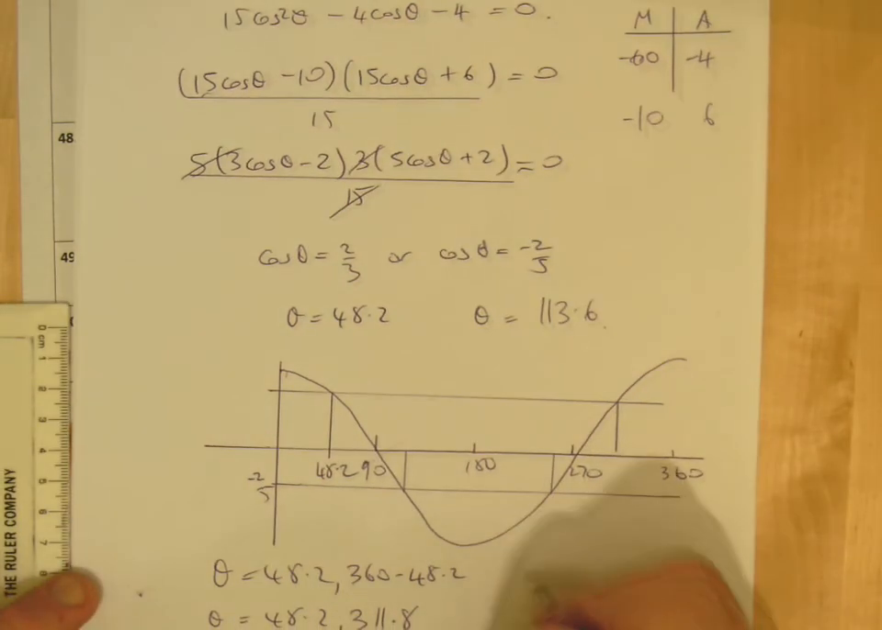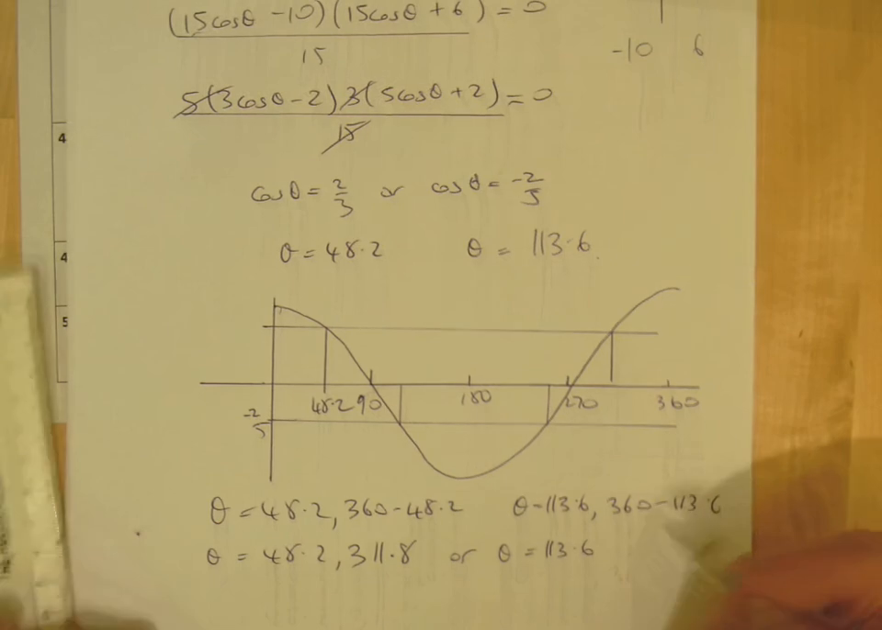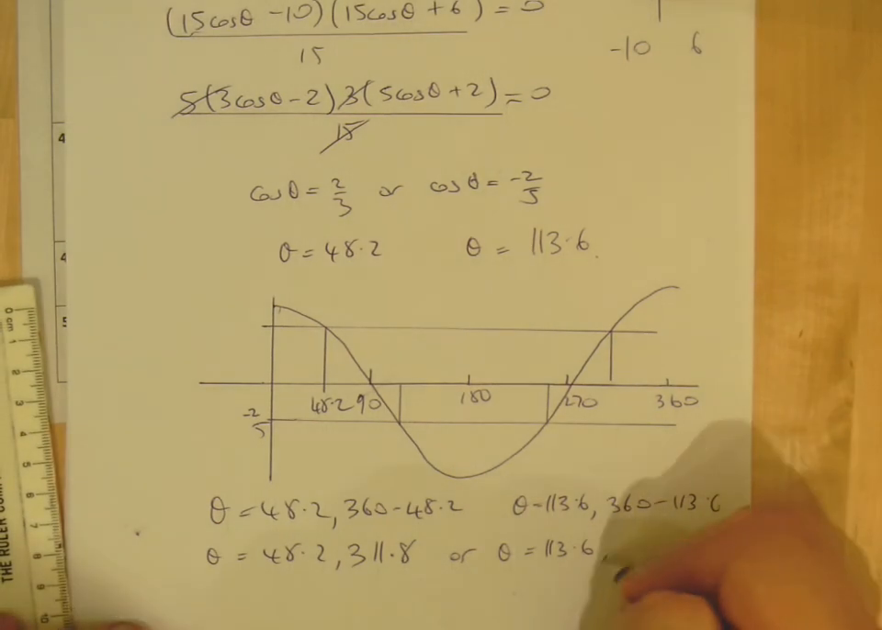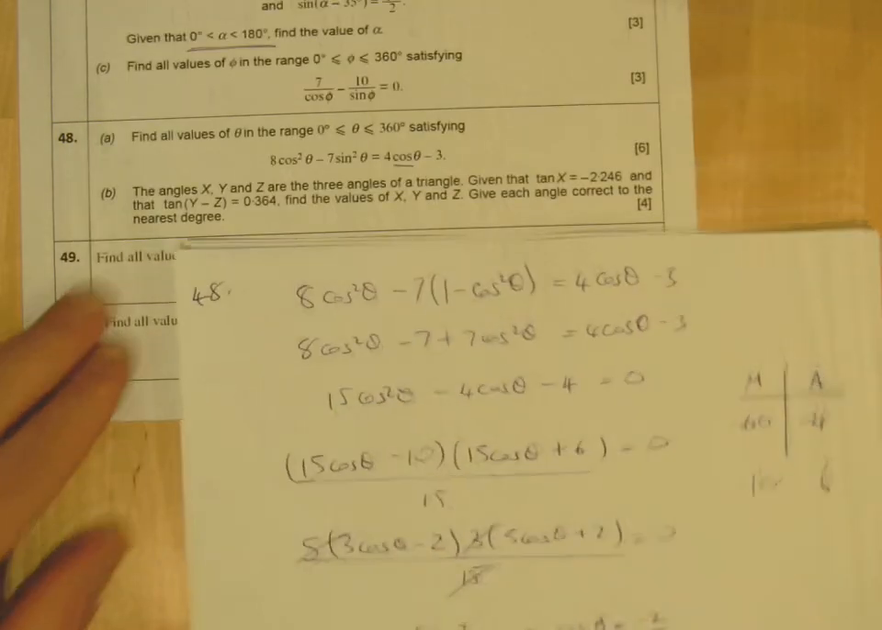So 113.6 and 360 minus 113.6, so theta will be 113.6, put an O there, and then take that away, so what have we got? 246.4, and there's your answer for part A.